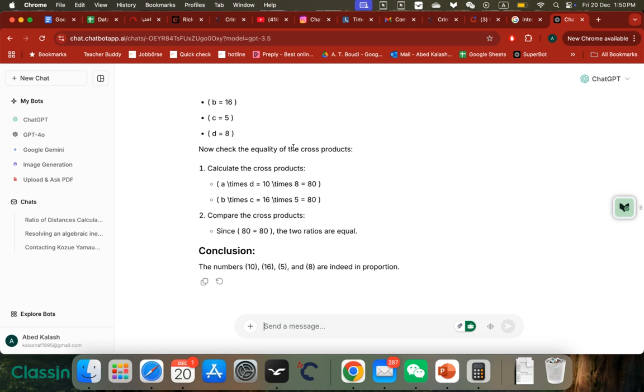We have to divide them. I mean, multiply them. You have two methods of doing it. Either you do the butterfly method, so this one is equal to this one. So 8 times 10 is equal to 5 times 16. So 80 is equal to 80. Or you do A times D is equal to B times C. It's the same thing.